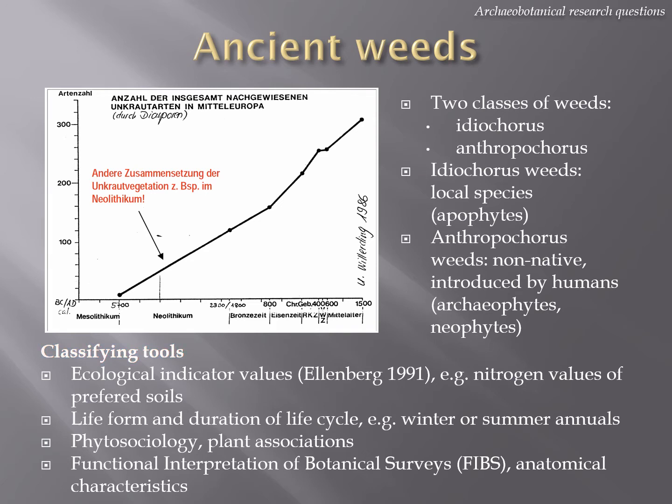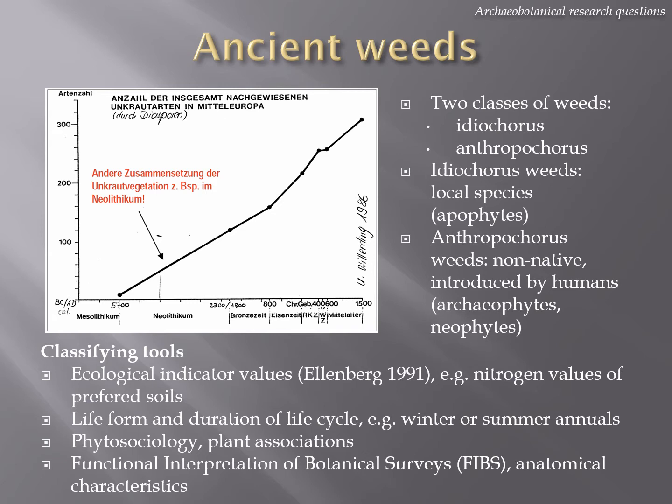Which characteristics of weeds are used for archaeobotanical interpretation? There are a number of traditional methods, such as, for example, the ecological indicator values according to Ellenberg. These provide specific values for growing characteristics, such as preferred nitrogen ranges in soils. A methodological problem is that these values are determined on modern competitor characteristics, which cannot be transferred to the past.